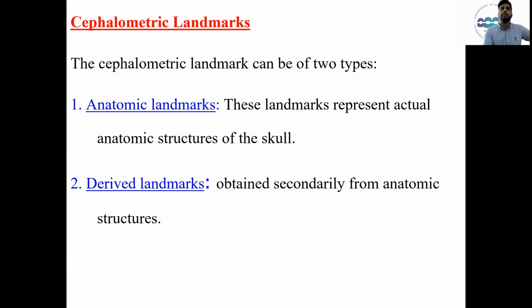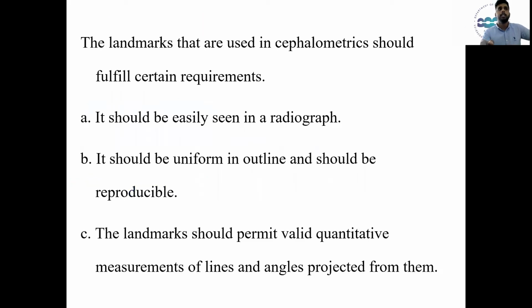Coming to the cephalometric landmarks, there are two types: anatomic landmarks and derived landmarks. Anatomic landmarks represent actual anatomical structures of the skull, and derived landmarks are obtained secondarily from the anatomical structures. The landmarks used in the cephalogram should fulfill certain requirements. First, they should be easily seen in the radiograph. They should be uniform in outline and reproducible. The landmark should permit valid quantitative measurement of lines and angles projected from them.